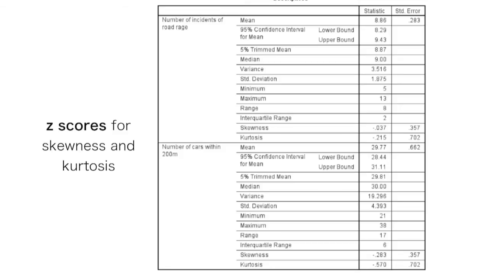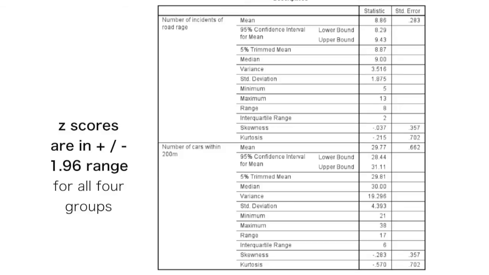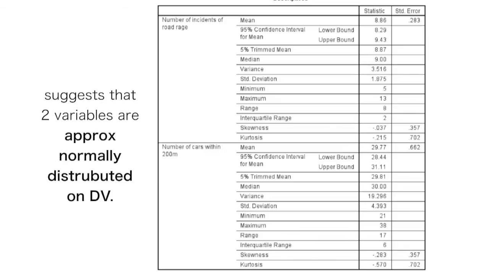Now, since the Z-scores for both skewness and kurtosis are within the positive and negative 1.96 range for all the groups, this suggests that the two variables are approximately normally distributed on the dependent variable.